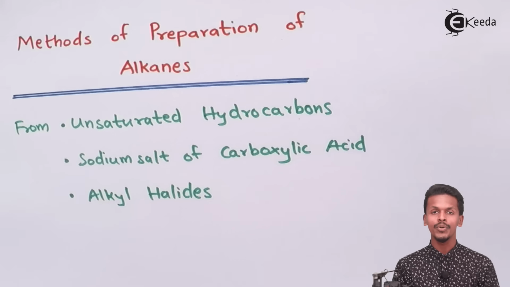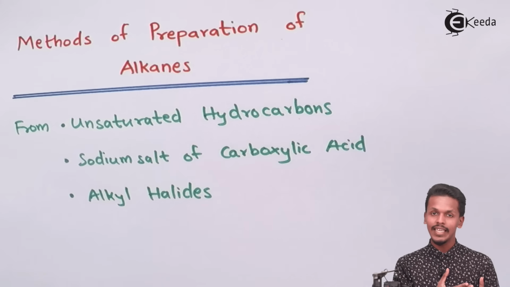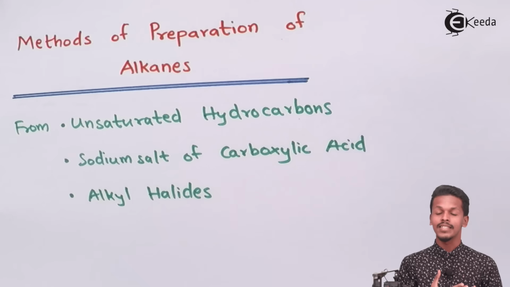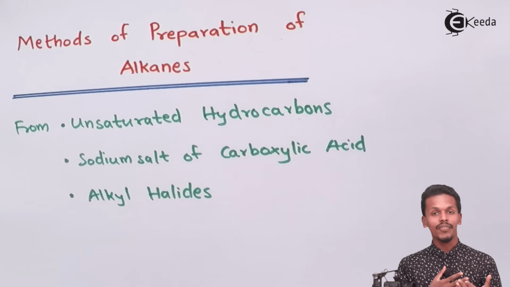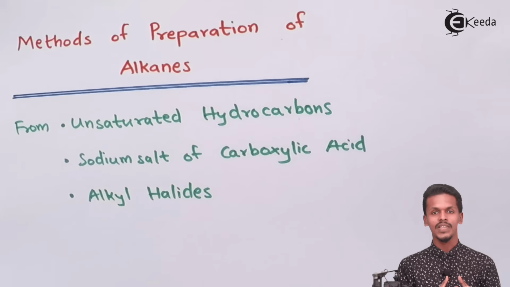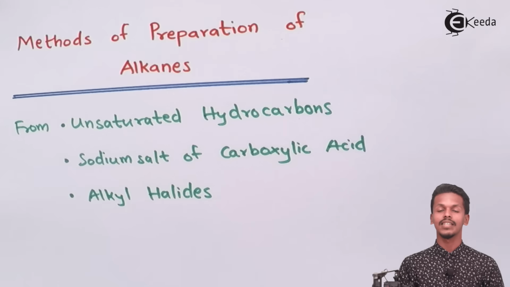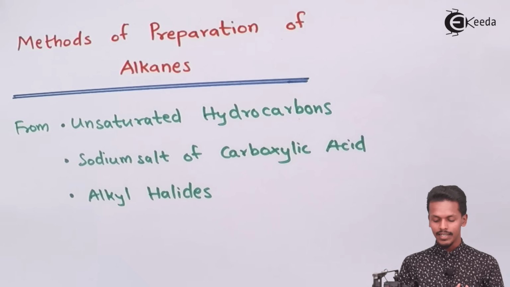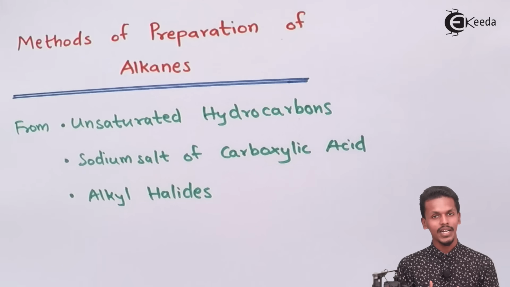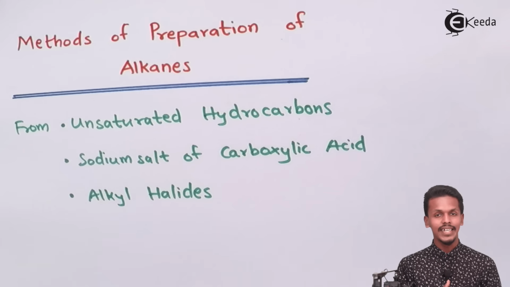In this process, we are going to deal with the hydrogenation of alkenes and alkynes. From that we could prepare alkanes. The second is from the sodium salt of carboxylic acid, where we have to decarboxylate so as to make the alkane. And the last is alkyl halides. So these are the three different chemicals from which we could prepare alkanes, but there are various methods involved in it. So let us discuss it in detail.